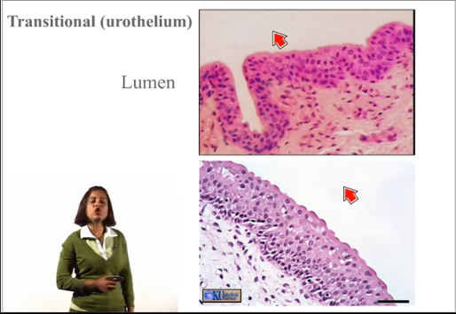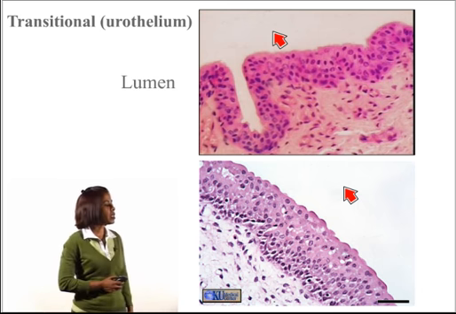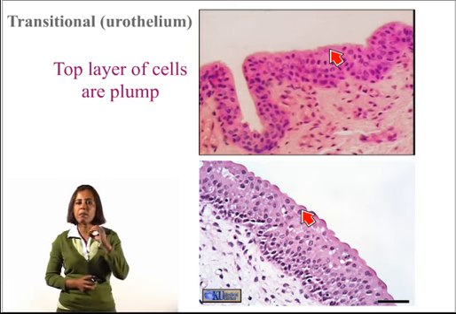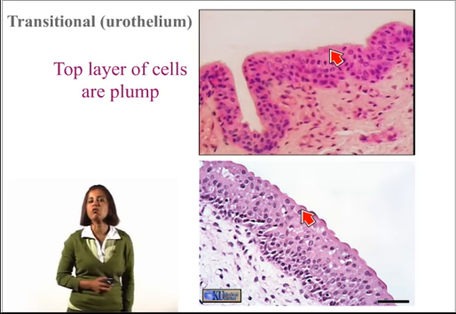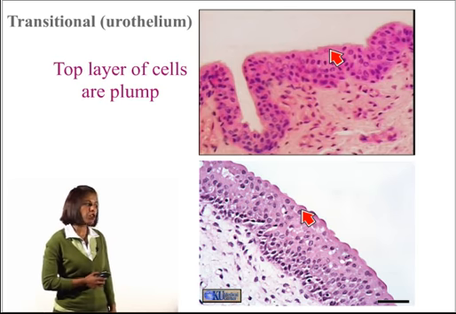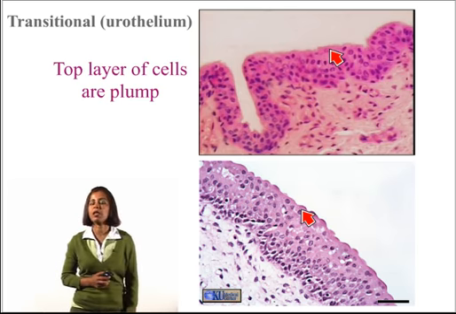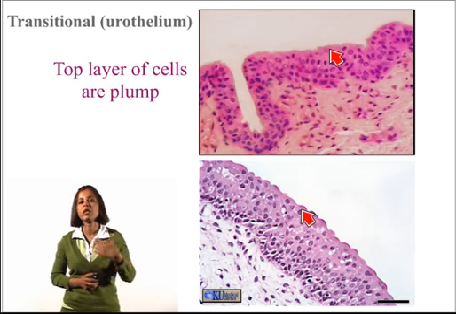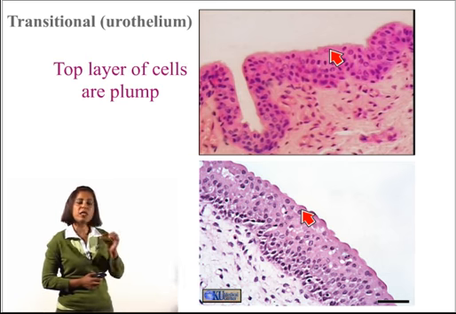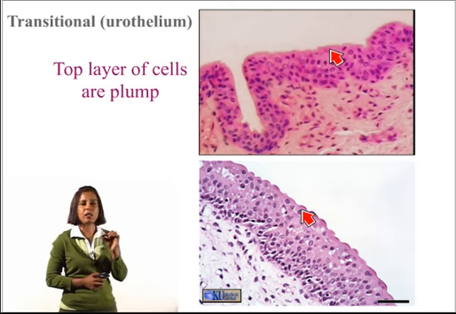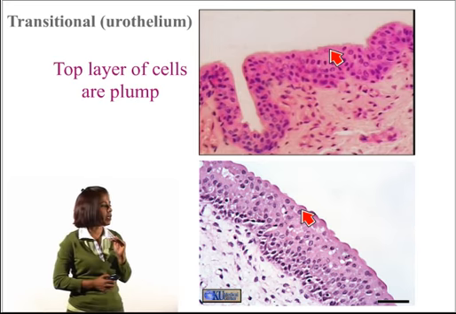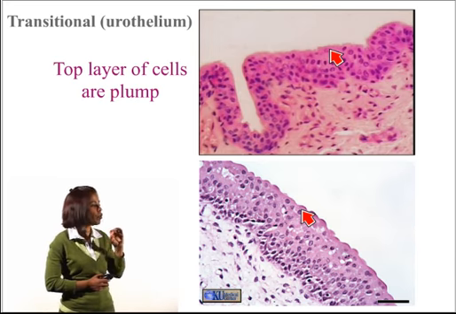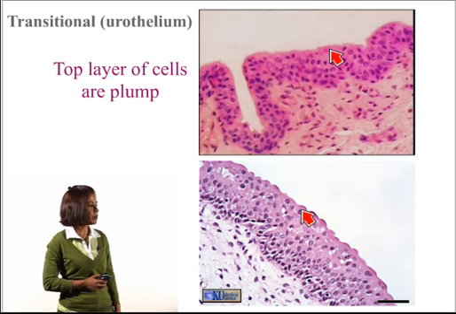And if you look at the top layer of cells, you will see that the top layer of cells are very, very plump. That means they have a lot of cytoplasm surrounding the nuclei. And you will have to differentiate this kind of epithelium from stratified squamous, which we will see in the next slide, where you will see that the cells are flattened. So in transitional epithelium, you must look at the top layer and see that the cells are extremely plump. That means they have a lot of cytoplasm surrounding the nucleus.